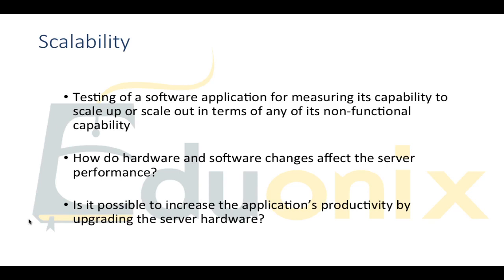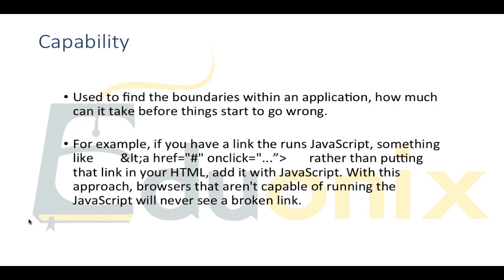Ideally, it's much cheaper to upgrade the server software. Well, then again, maybe not if it's a Microsoft license, but then again, after that you can go down the hardware route, adding more processors, maybe even replacing the entire unit if you have to, whatever is adequate to keep your system online. But capability testing is used to find the boundaries within the application. How much can it take before it starts to go wrong? Very, very important form of performance testing here.